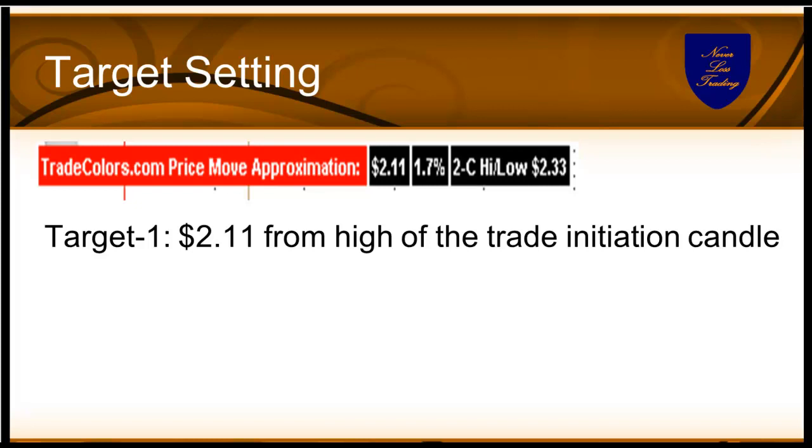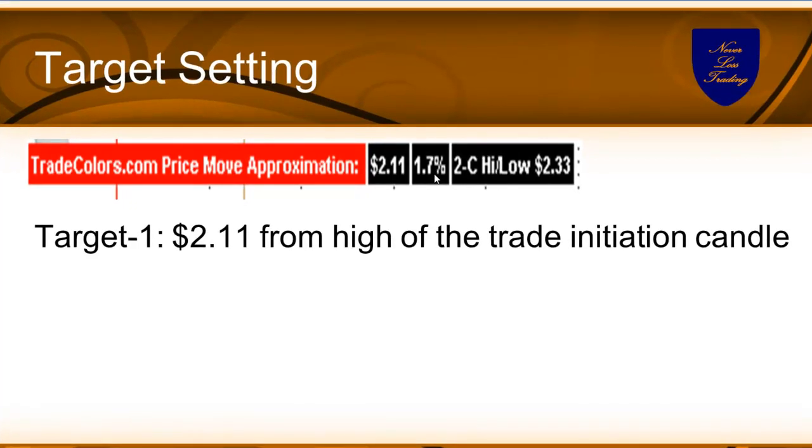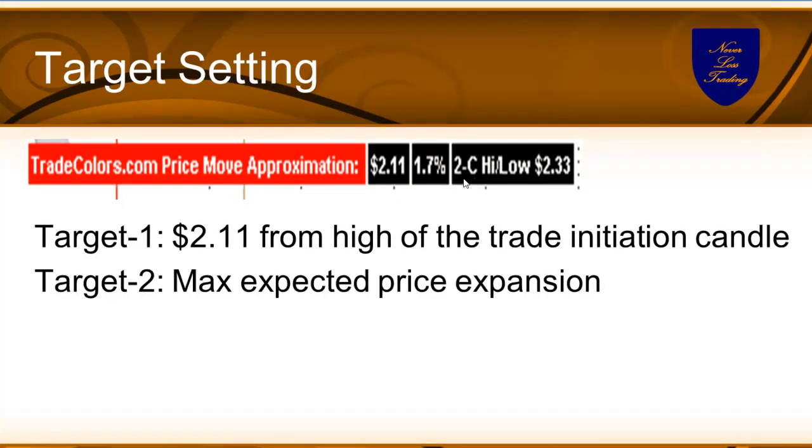On the left upper corner of our chart, we always have the price move approximation. So at every bar, this algorithm is giving you an idea how far, when an institutional engaged price move happens, will it reach. The result here was $2.11, and that would give you 1.7% return on cash. Then we have a second information that says what's the maximum expansion that you expect.